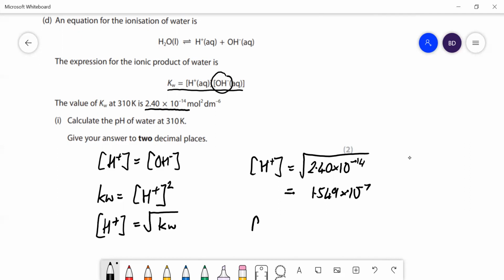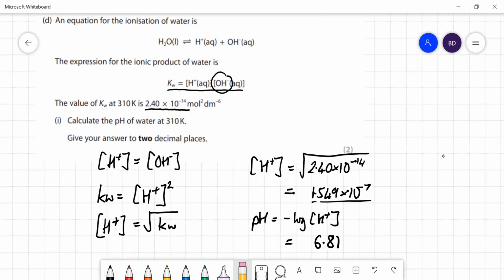And so to get the pH of that, you take the minus log of it. Take the minus log of that number and you get 6.81. And that's to 2 decimal places, as the question asks us. I think it gives you 6.809, something or other, so obviously you've got to round that up to 6.81.